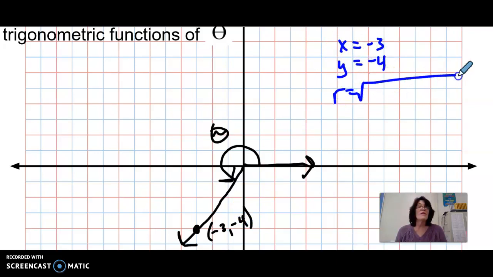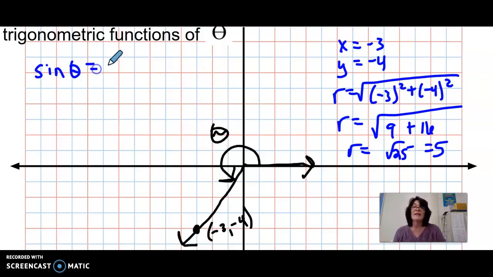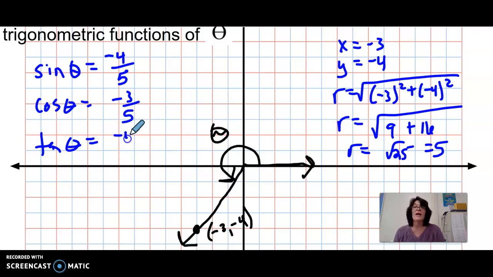Now we need to find r, don't we? So we're going to have to take -3 squared plus -4 squared. This is my favorite triangle. So we get 9 plus 16, square root of 25. Wonderful. r is 5. After that, as long as you understand the ratios or memorize them, the sine of theta is y over r, the cosine of theta is x over r, the tangent of theta is y over x.